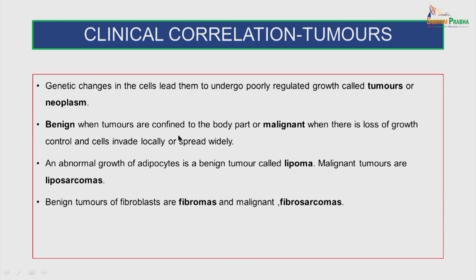Clinical correlation. The genetic changes in the cells lead them to undergo poorly regulated growth called tumors or neoplasm. Benign when the tumors are confined to the body part, or malignant when there is loss of growth control and cells invade locally or spread widely. An abnormal growth of adipocytes in a benign tumor is called a lipoma. Malignant tumors are liposarcomas. Benign tumors of the fibroblasts are fibromas, and malignant ones are called fibrosarcomas.